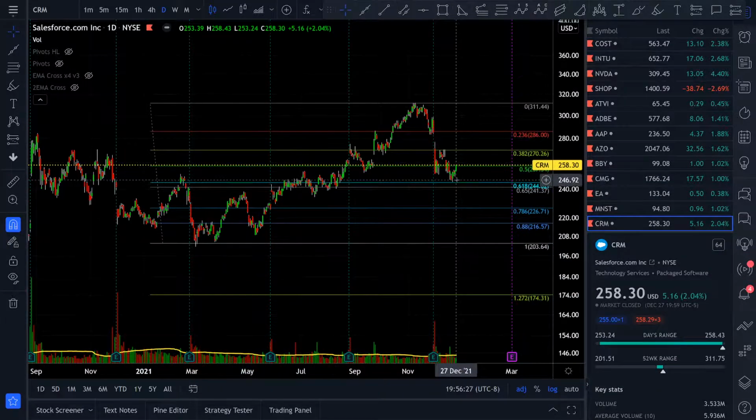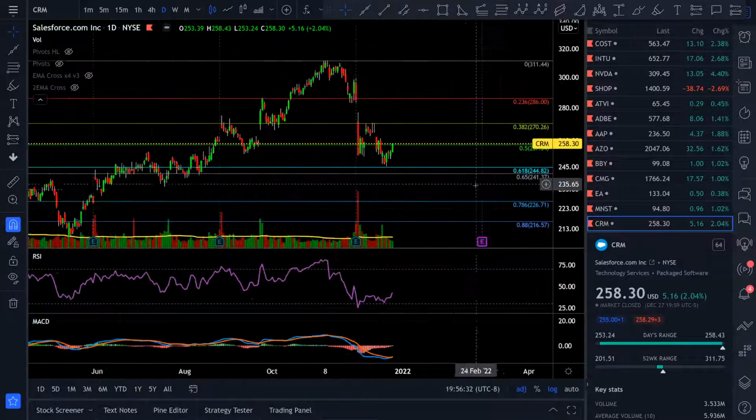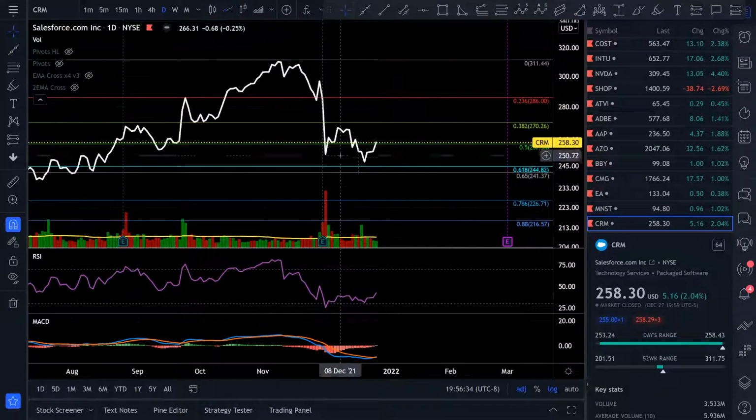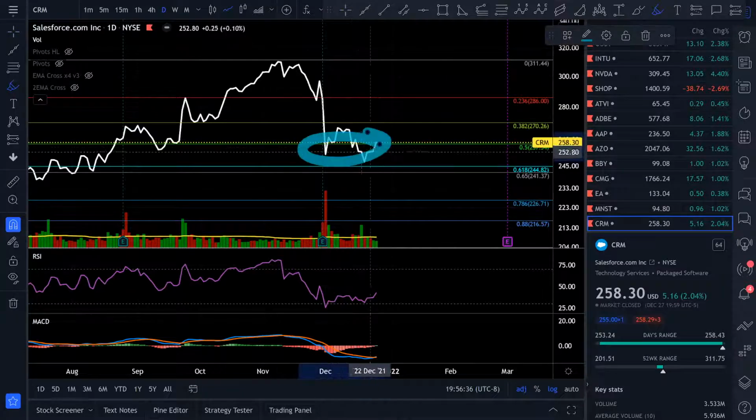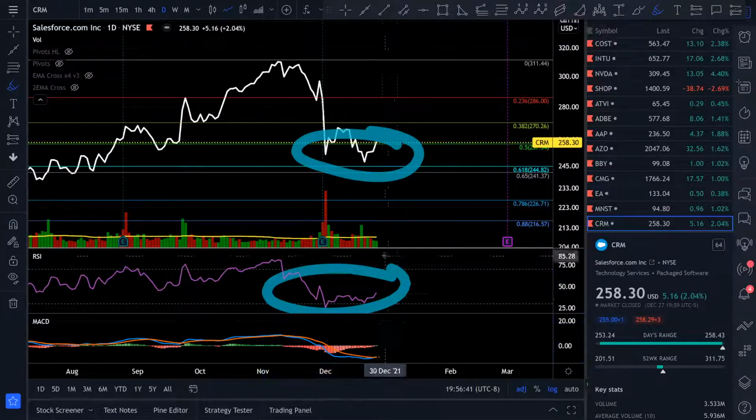So we just hit our 618 level. That's a nice spot to enter. This is our low. So this is what we want to look for on the charts. We have our bull setup. This is a great setup for a swing trade. It might not be the perfect time in the world, but this is what you want to see, right?